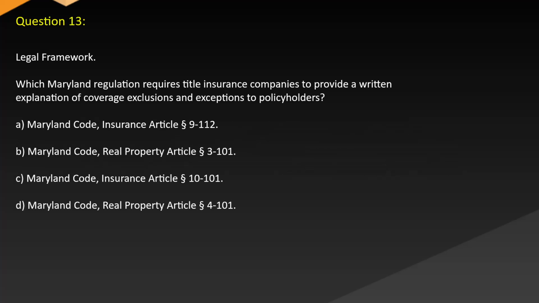Question 13. Legal framework. Which Maryland regulation requires title insurance companies to provide a written explanation of coverage, exclusions, and exceptions to policyholders? A. Maryland Code, Insurance Article §9-112. B. Maryland Code, Real Property Article §3-101. C. Maryland Code, Insurance Article §10-101. D. Maryland Code, Real Property Article §4-101.